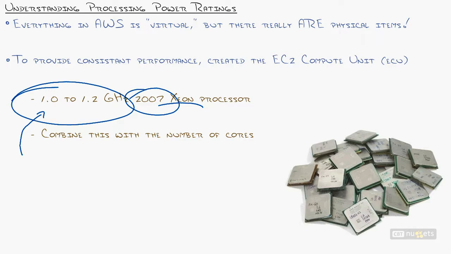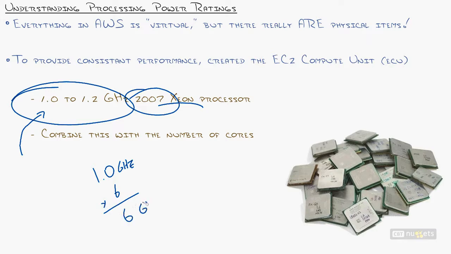All you've got to do is, we'll just go with the worst case scenario, 1.0 gigahertz processor times the number of cores that your instance has. Now we're actually going to talk about that in a second. So let's just say it has 6, and, I mean, we needed a math problem for that.